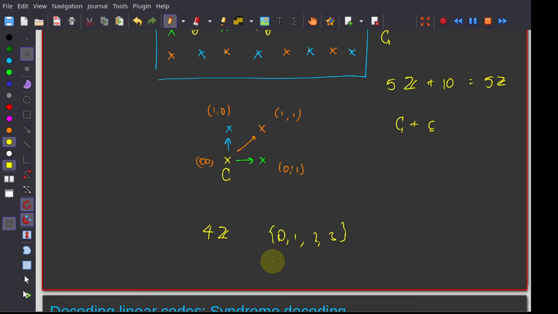You're asking if this group structure is the same as this group structure. The answer is no. Reason being, let me take 1 here. I add 1 to itself. What happens? I get 2. I add 1 once again. What do I get? I get 3. I add 1 once again. What do I get?